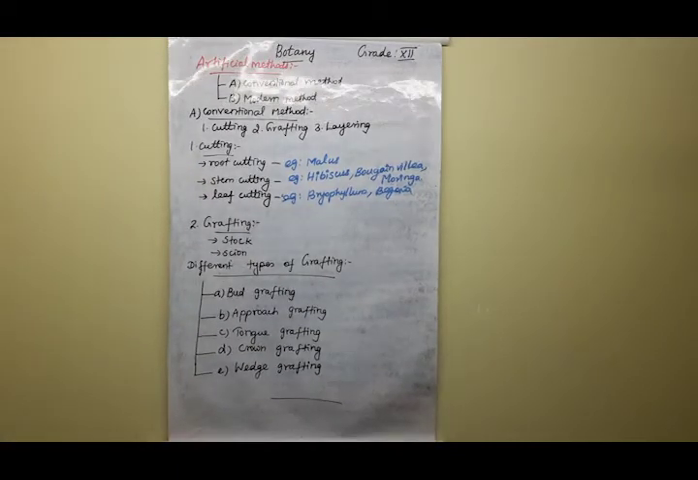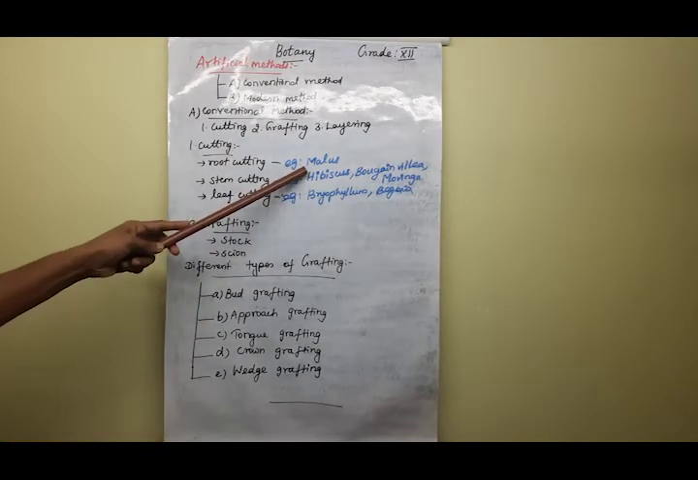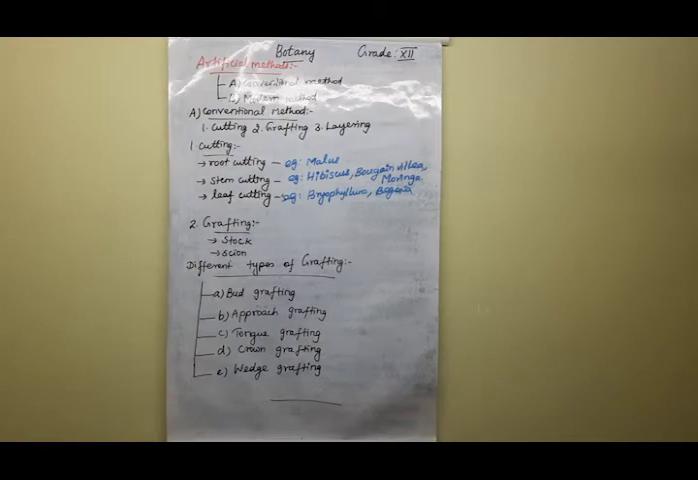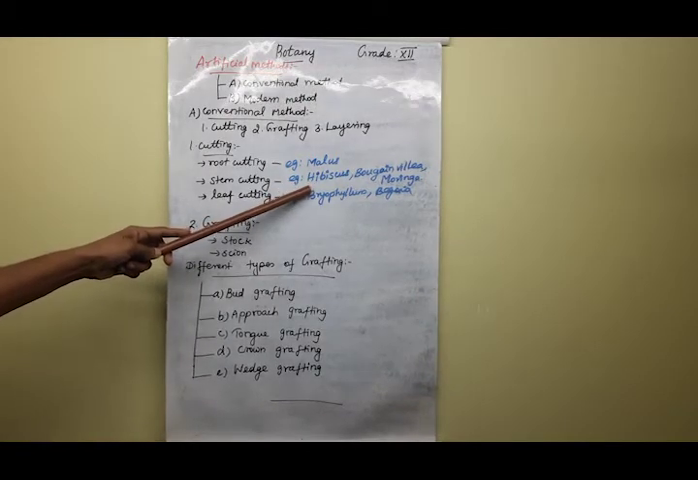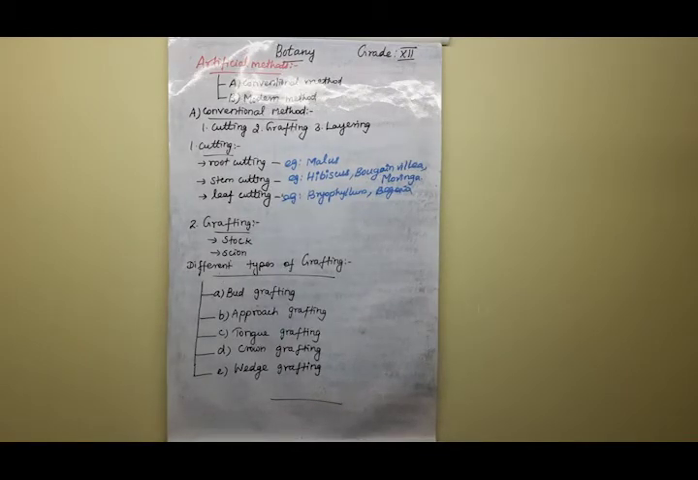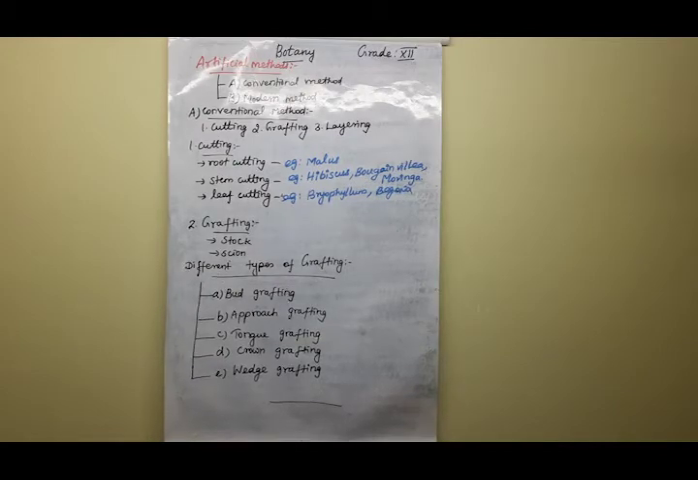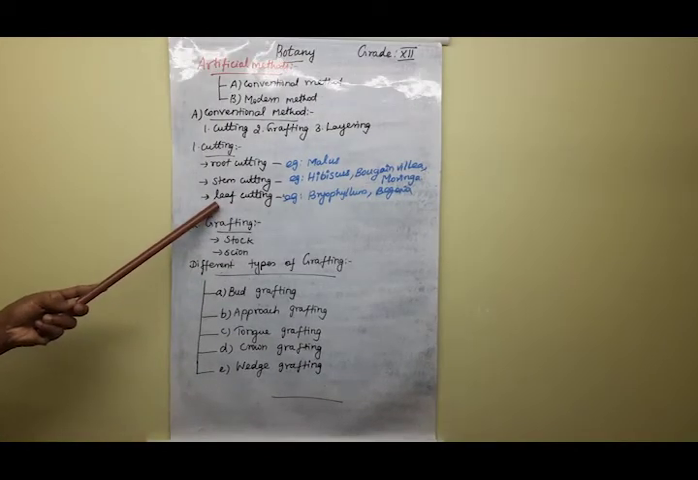First one, root cutting. A good example species is mollusk. And then the next one, stem cutting. Familiar specimens are hibiscus, bougainvillea, moringa and rose. These plants are familiar for cutting of the stem region. They produce roots and grow into a new plant. Understood, children? Then next one, leaf cutting.